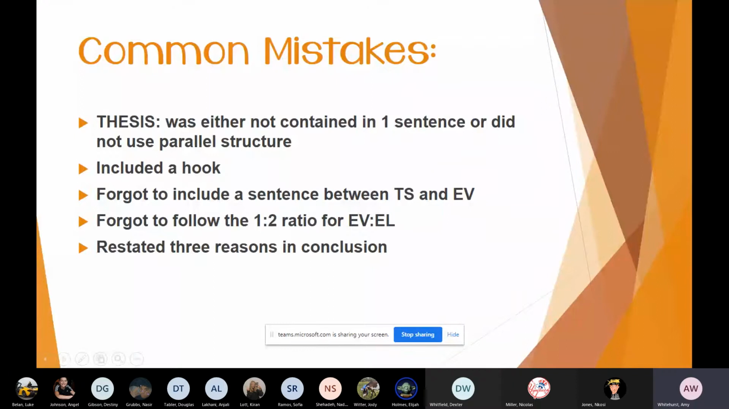So while giving feedback on your essays, one of the main things that I noticed was that your thesis statement was either not contained in one sentence, meaning that maybe some of you had parts of your thesis in 2 or 3 different sentences, or your thesis statement did not use parallel structure. For some of you, this term of parallel structure might be brand new. So if you don't know what it is, that's okay. We're going to go over it together today.